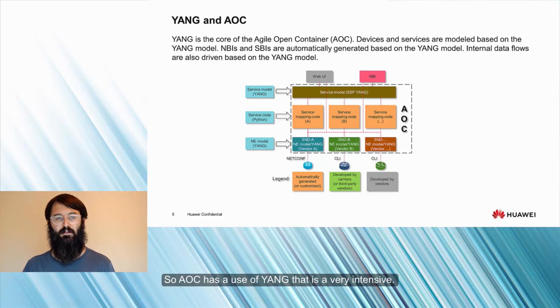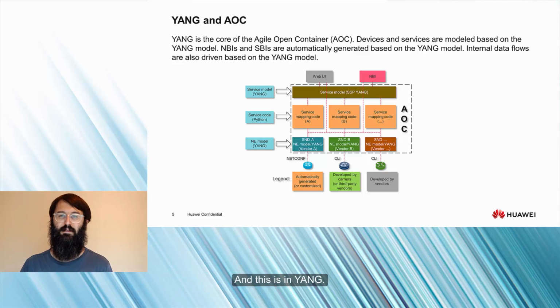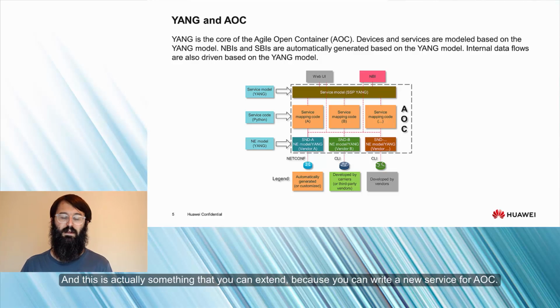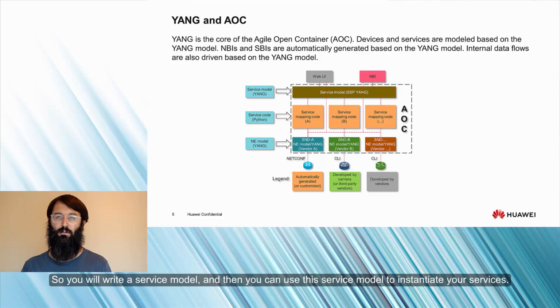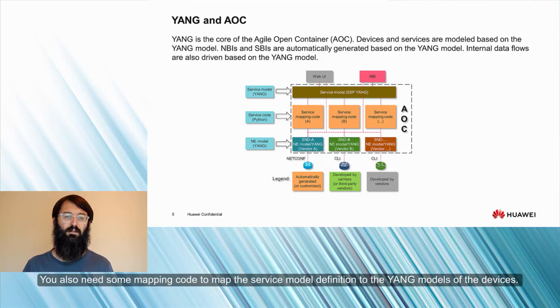So AOC has a very intensive use of Yang. There is the northbound interface. So basically, this is the interface that you use to configure and add new services, and this is in Yang. And this is actually something that you can extend because you can write a new service for AOC. So you will write a service model, and then you can use this service model to instantiate new services. Of course, it does not work just with the service model. You also need some mapping code to map the service model definition to the Yang models of the devices.